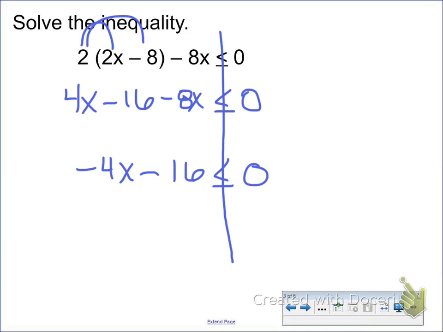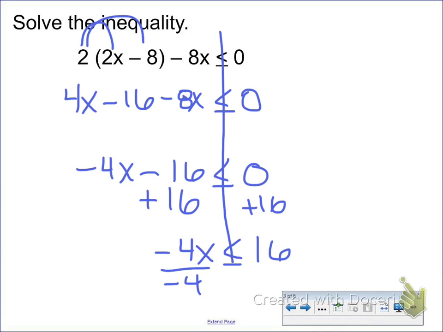Now what I would do next here is I would add 16, if this were an equation, but again it's an inequality, but I'll treat it like one. So I add 16 to both sides and get negative 4x is less than or equal to 16. Now, the one rule with inequalities that we have is that when you multiply or divide by a negative number, you have to switch the sign. So here I'm going to end up dividing by a negative number.